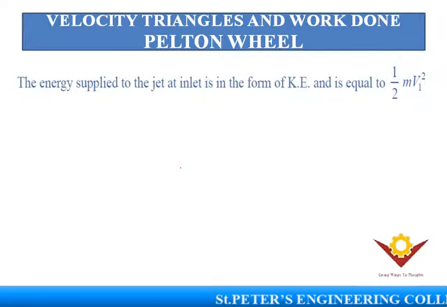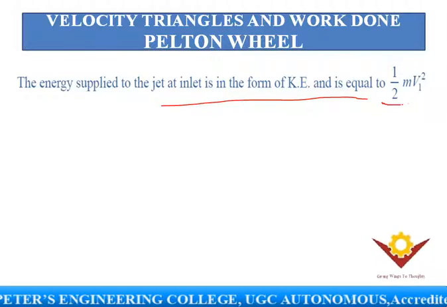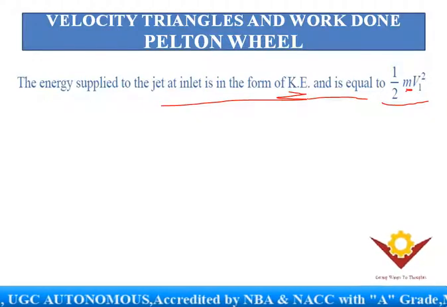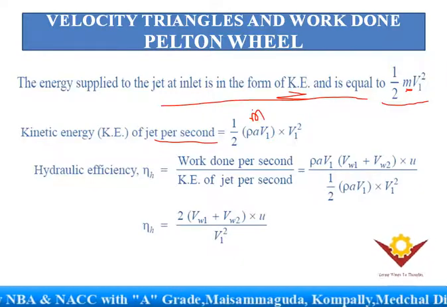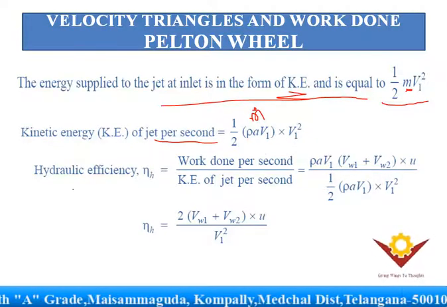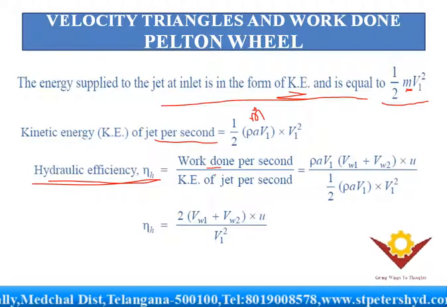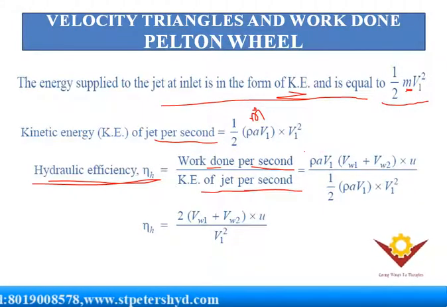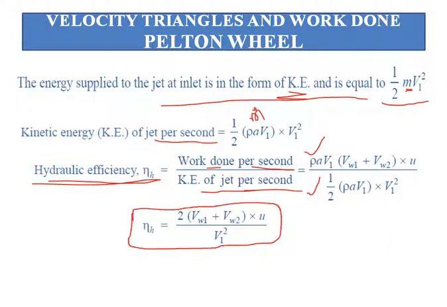And now we'll see the kinetic energy. The energy supplied by the jet at inlet in the form of kinetic energy is equal to half mv square. We know this. Here you are taking mass. This is only kinetic energy, but if you're taking the kinetic energy per second, then you have to take m dot, which is mass per second, which is rho a v. And the hydraulic efficiency means work done per second divided by kinetic energy per second. If you substitute the previous work done per second formula and the kinetic energy per second formula, what you're going to get is this one for hydraulic efficiency.